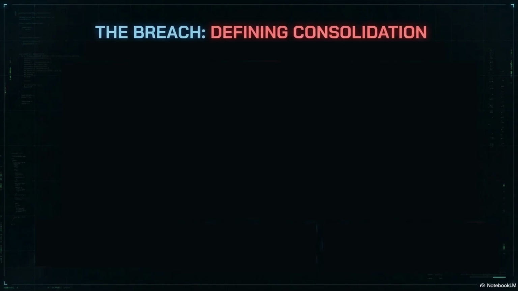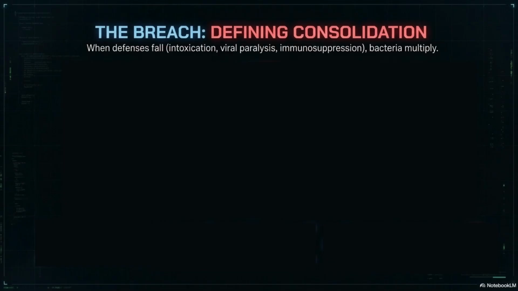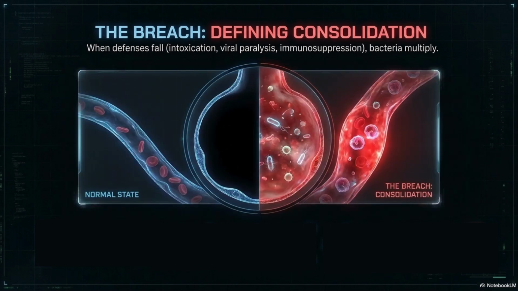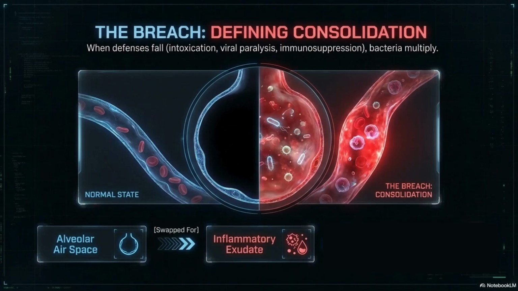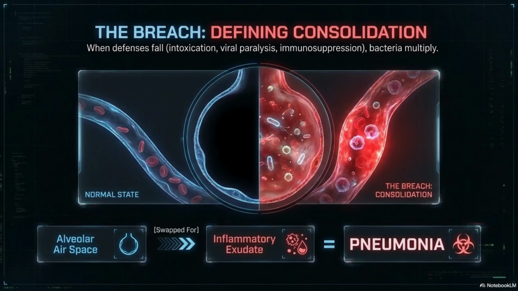But what happens during a failure? This is the breach, defining consolidation. When defenses fall, whether through intoxication, viral paralysis, or immunosuppression, bacteria multiply. Compare the normal state to the breach of consolidation. The normal alveolar airspace is swapped for an inflammatory exudate. This exact swap equals pneumonia.